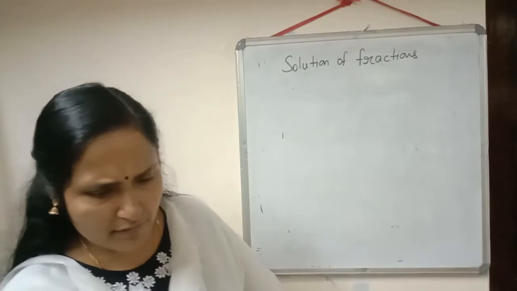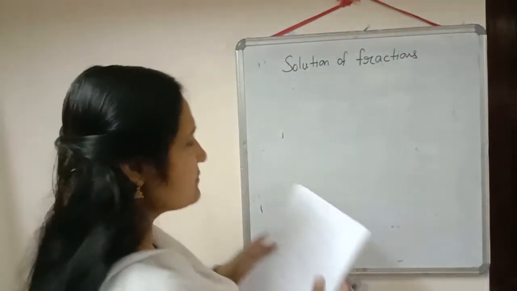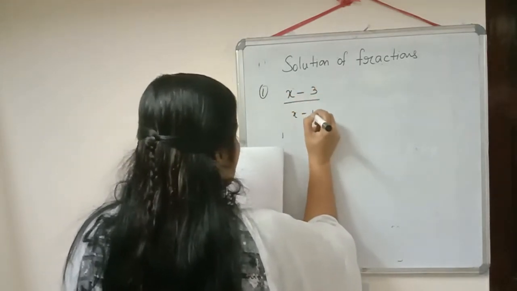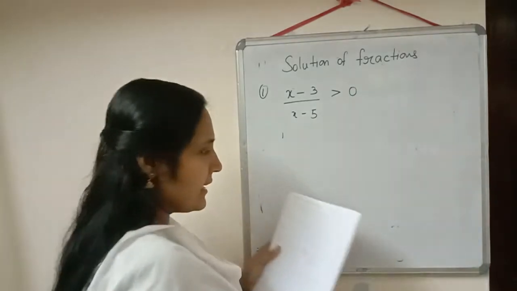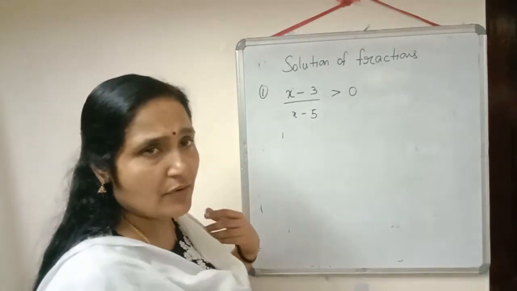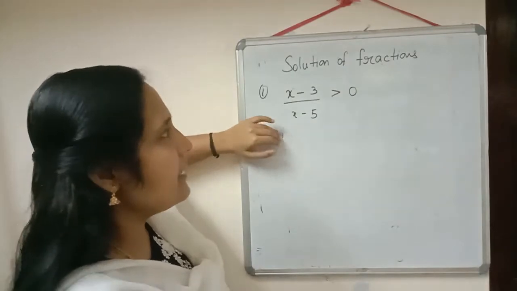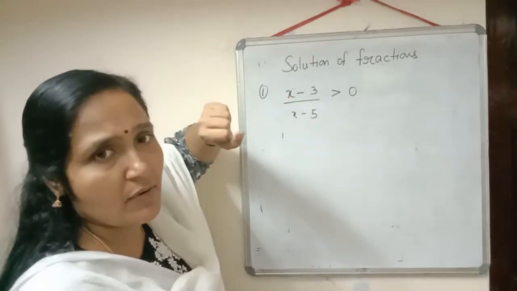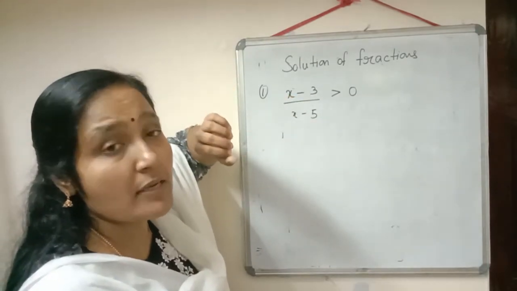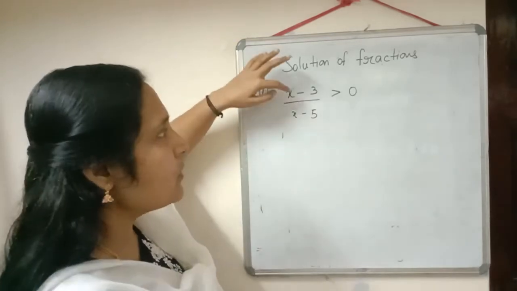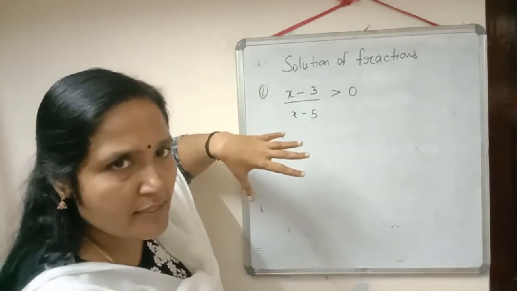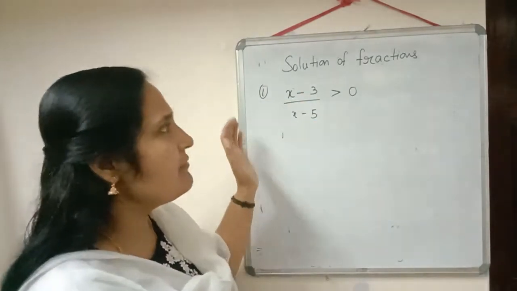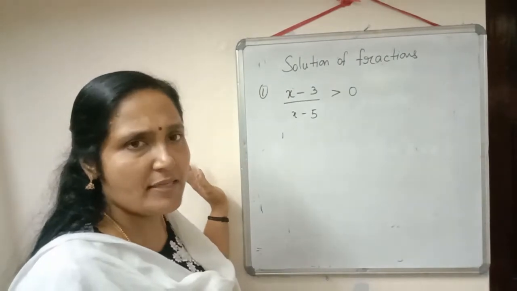Okay, write down the first question: (x minus 3) by (x minus 5) greater than 0. So we can say this rational number is greater than 0, which means this rational number is positive. When we are saying the rational number is positive, it is when both numerator and denominator are positive, or both numerator and denominator are negative, then only the given rational number is positive.